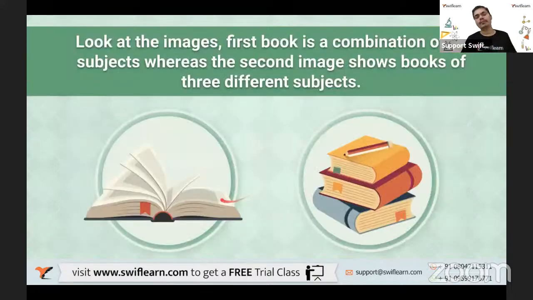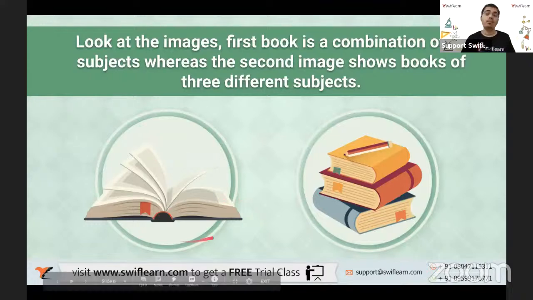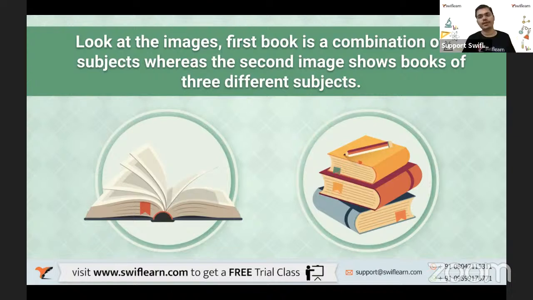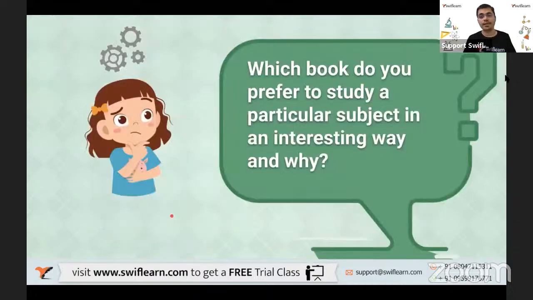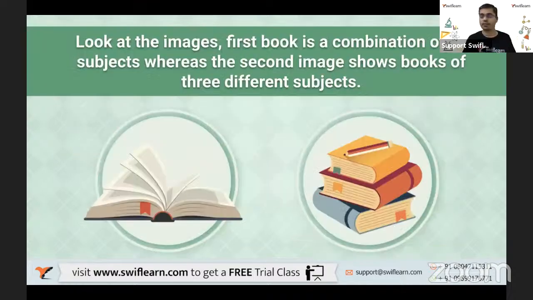So look at these images. As you can see, in this first image, you can see one big book, right? And in this second picture, there are 3 books with a pencil over them. Can you find out what's the main difference between these two? Which book do you prefer to study for a particular subject? Anybody? Which one will you prefer, the big one or the 3 books?